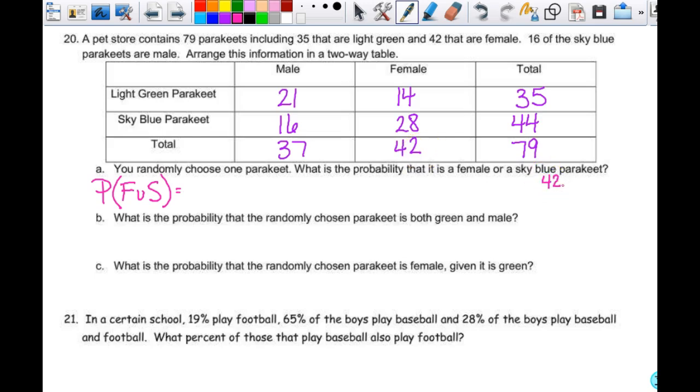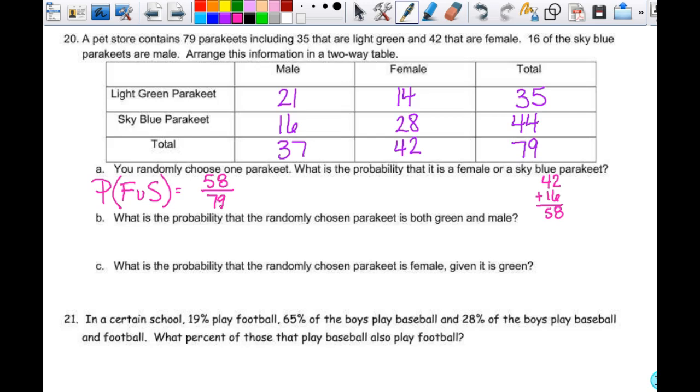And then to that, I can't just add the total sky blue because I've already counted these right here that are female and sky blue. So all I'm really adding are the male sky blue. So to this, I add 16, which is going to give me 58. So there's a total of 58 that would satisfy this. So I'm going to have 58 out of 79, since this is just a randomly selected parakeet. And that's it because it doesn't reduce. You could do fraction, decimal, and percent, but we're not going to spend the time doing that.